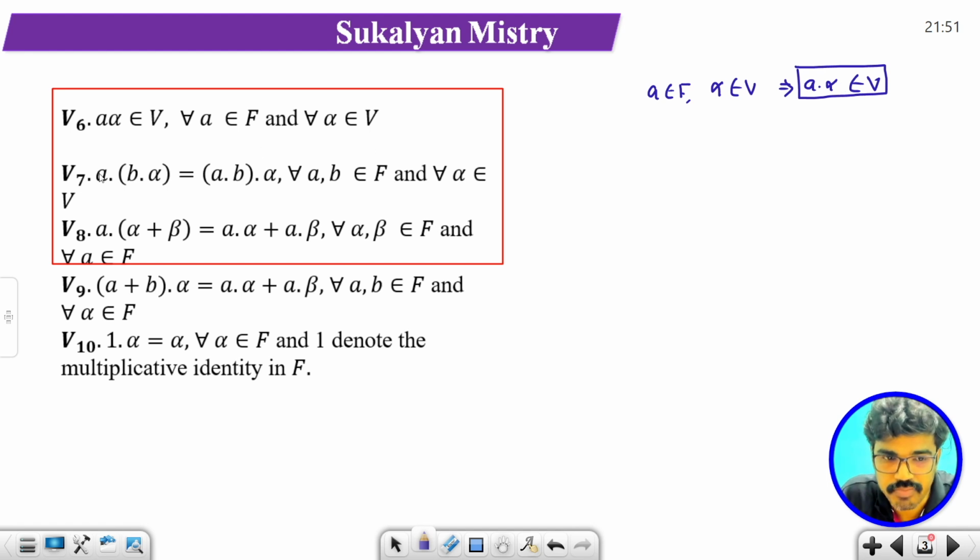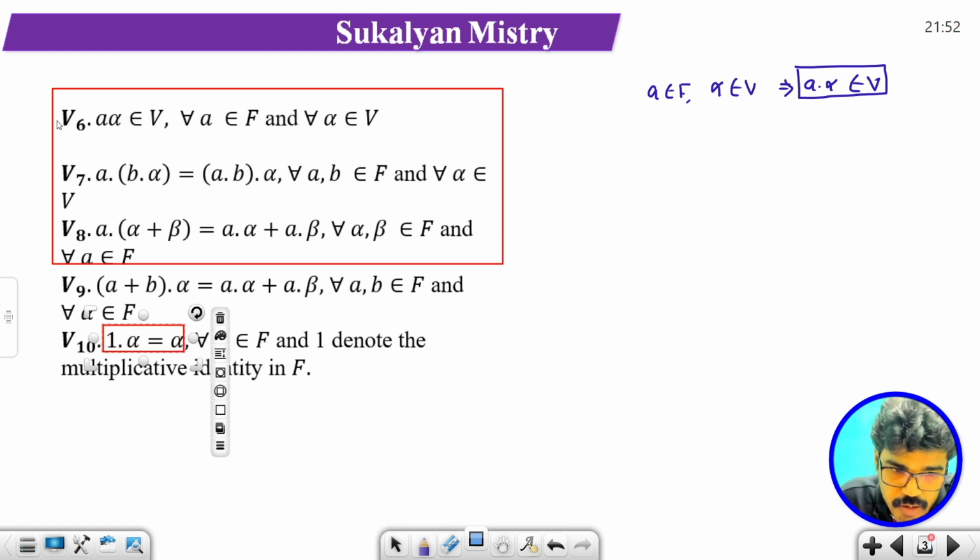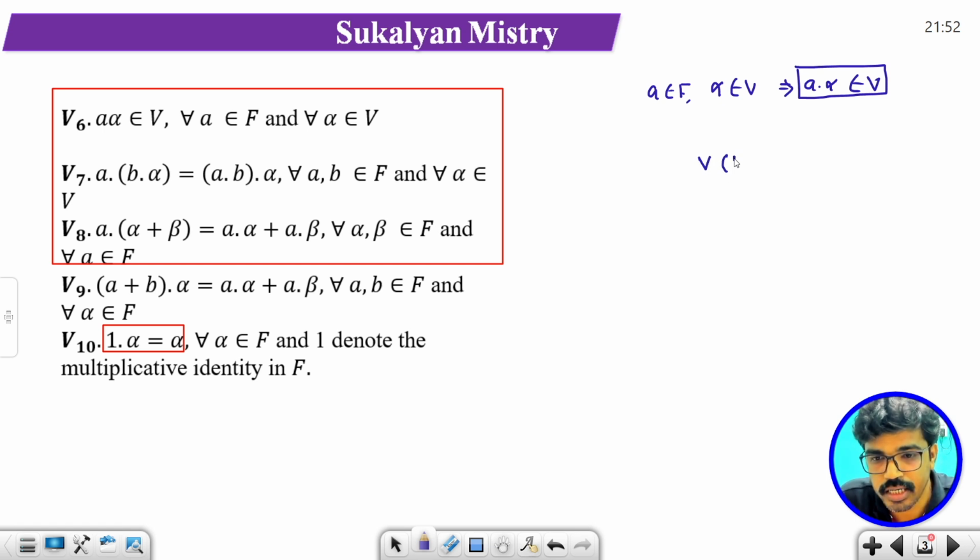Okay, next, a dot b dot alpha, just change the bracket. And next, a dot alpha plus beta, that is a dot alpha plus a dot beta. This is known as distributive, right? Then a plus b dot alpha is a dot alpha plus b dot alpha, and 1 dot alpha must be alpha. দেখো এই যে 6 থেকে 10, these five properties with respect to multiplication, right? If these total 10 properties are satisfied, then we say that V is a vector space over the field F.